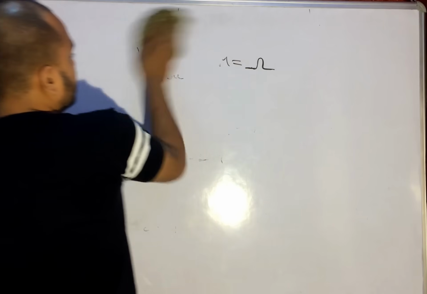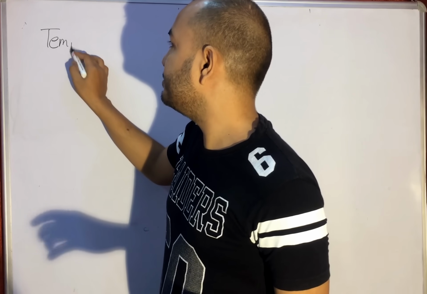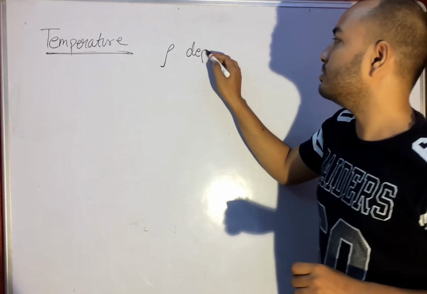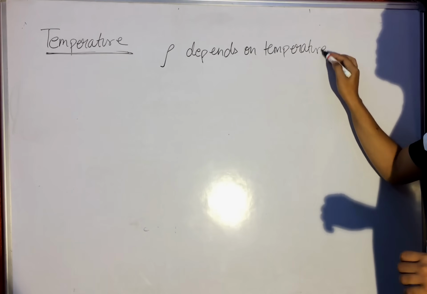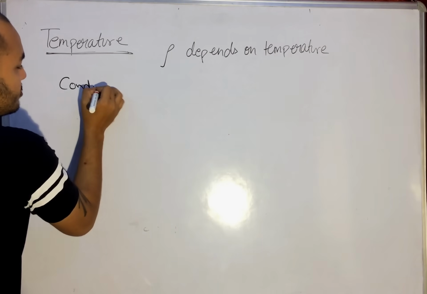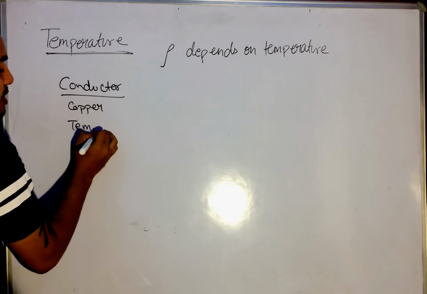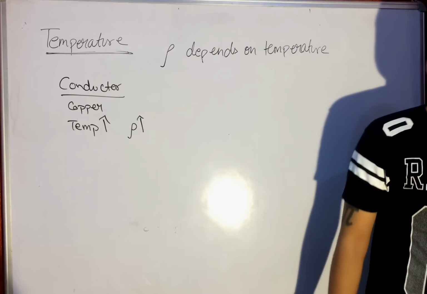Now the next big thing is on what factor resistivity depends. You said it is the same for a given material, but it depends upon temperature. The property of a material depends upon temperature. How? For a conductor like copper, as you increase the temperature, resistivity increases. On increasing temperature, this constant resistivity increases.